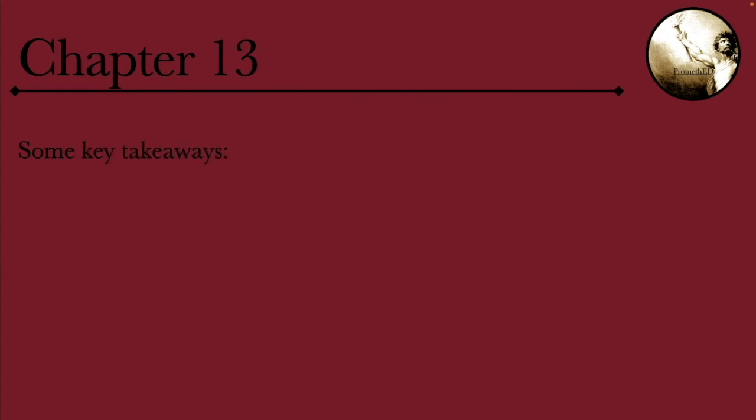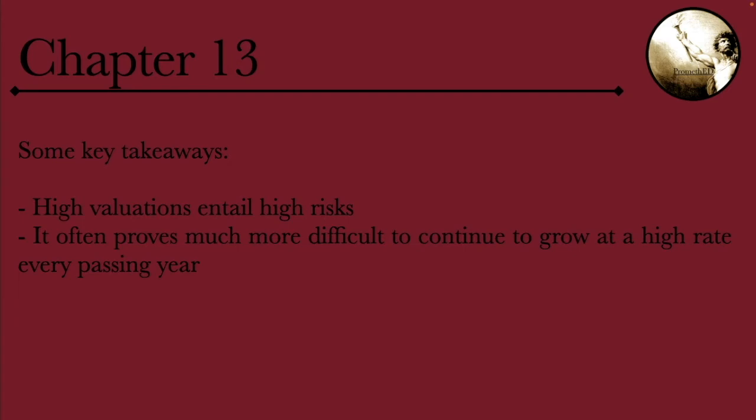which are basically 3. Number 1, high valuations entail high risks, which means that if a company has a very high PE ratio, it means that the price is very disconnected from the book value of the company. And this in future might lead to higher risks. Number 2, it is often more difficult to continue to grow at a high rate after volume and profits have already expanded to big totals.